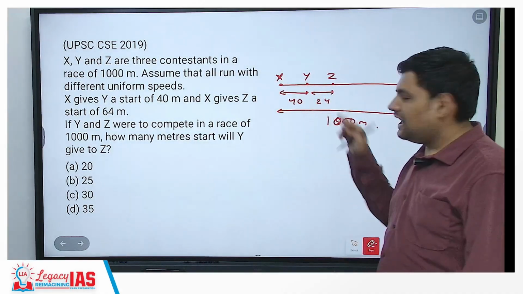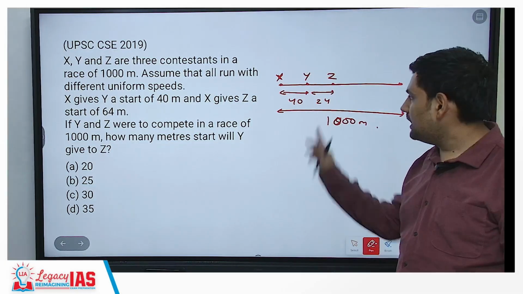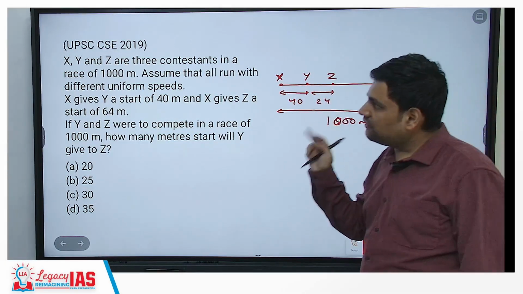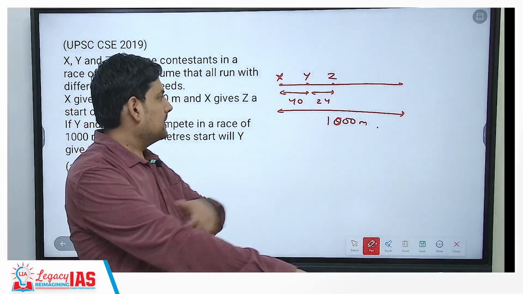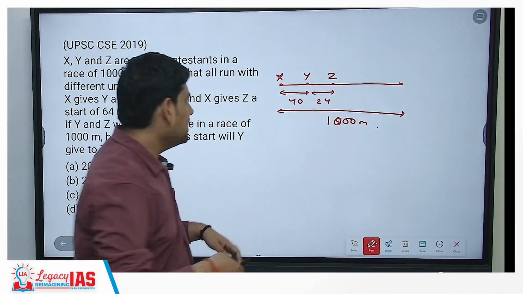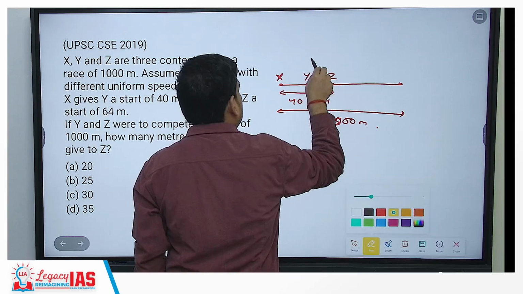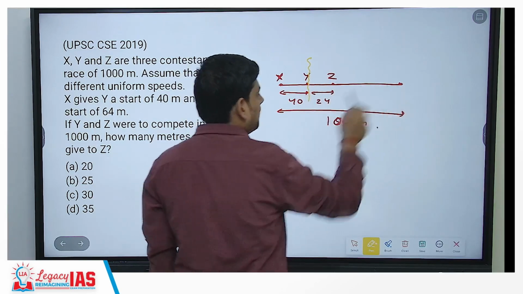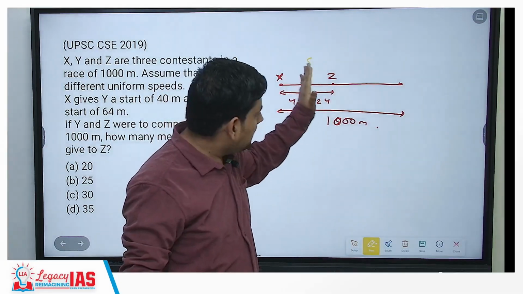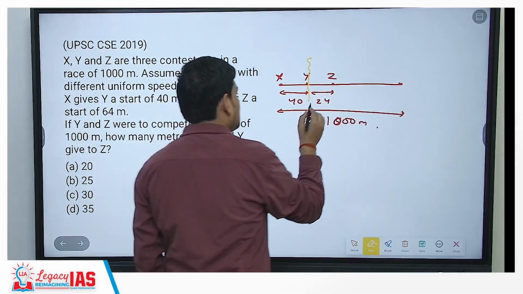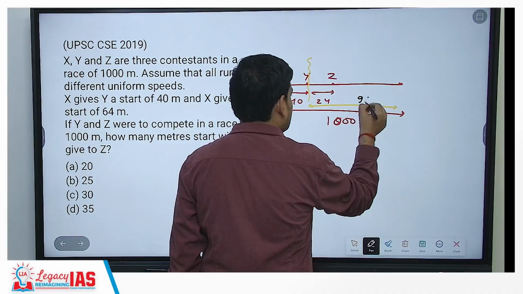Now see y and z, what is the difference between them right now? If you see, the difference between them is 24 meters. Y and z difference is 24 meters. Now if you consider this as a race, this is the starting point, correct? And it is going how many meters? 40 meters less. That means this is a race of 960 meters.